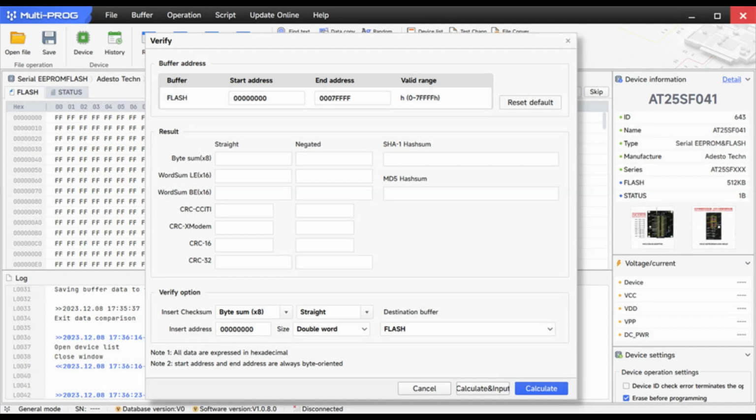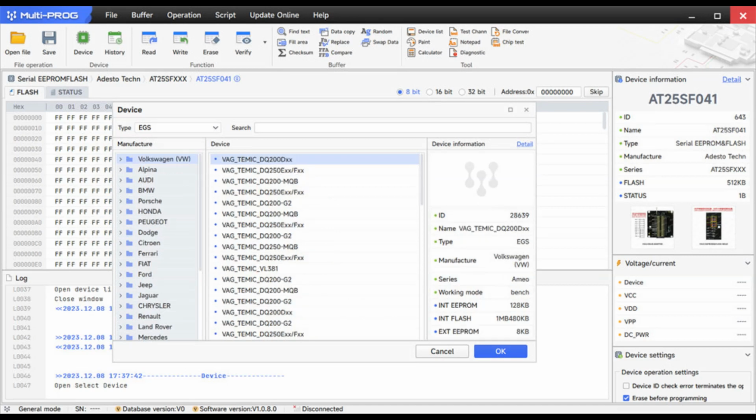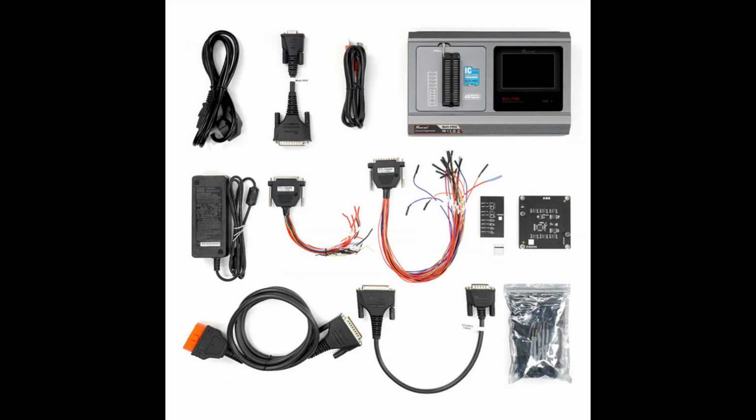5. Read and write MCU. Support reading and writing MCU of various brands, including Renesas, Motorola, NXP, Infineon, etc. Support certain encrypted chip reading and writing.